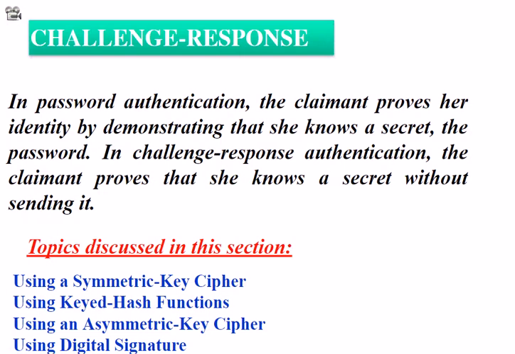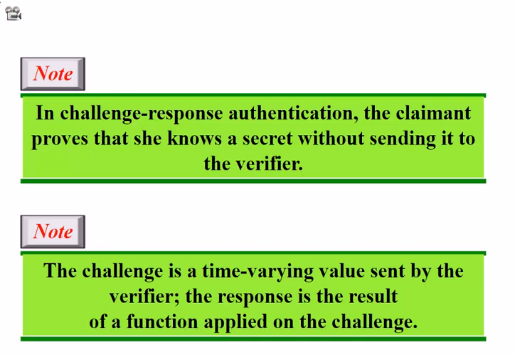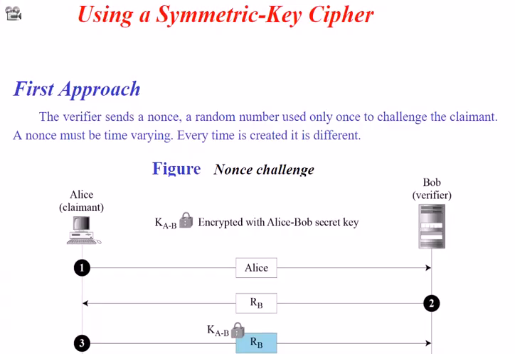The challenge is a time varying value, such as a random number or a timestamp, that is sent by the verifier. Several approaches to challenge response authentication use symmetric key ciphers. The first approach, the verifier sends a nonce, a random number used only once, to challenge the claimant. A nonce must be time varying. Every time it is created, it is different. The claimant responds to the challenge using the secret key shared between the claimant and the verifier.